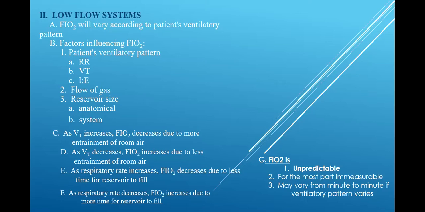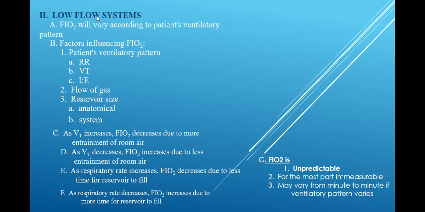But as my respiratory rate, if I breathe fast, the FiO2 is going to go down because I don't have time for it to fill. If I breathe slow, then the FiO2 that I get is going to be higher because it has more time to build up. Okay? All right. And then G, remember this. FiO2 is unpredictable. I can guess, but I cannot guarantee.